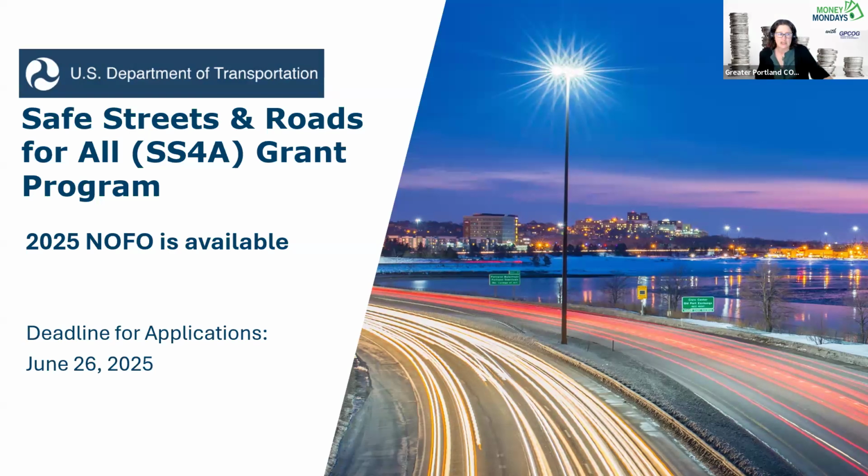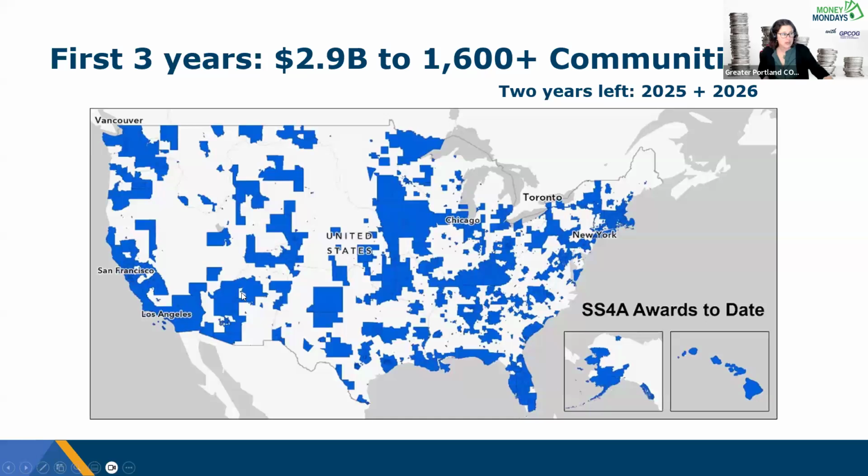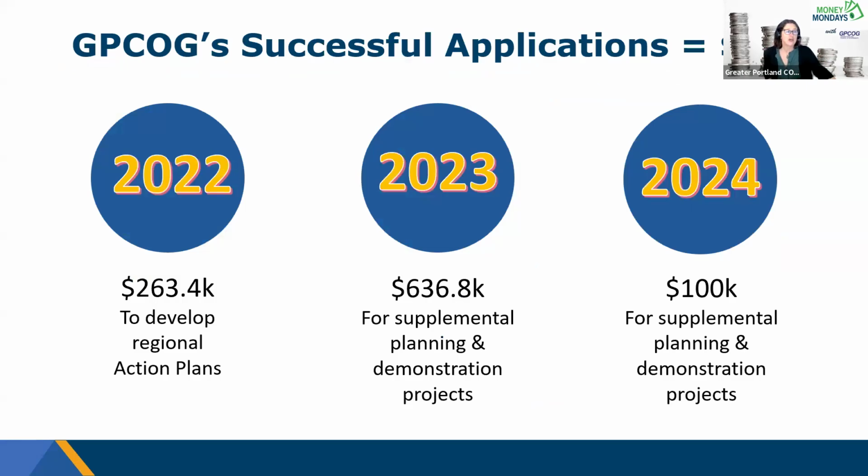So Safe Streets and Roads for All in the first 3 years gave nearly 3 billion to 1,600 communities across the United States. And you can see here we are up here in Maine. We have gotten some awards. And in fact, GPCOG has had 3 awards. Altogether, those awards total about $1 million.